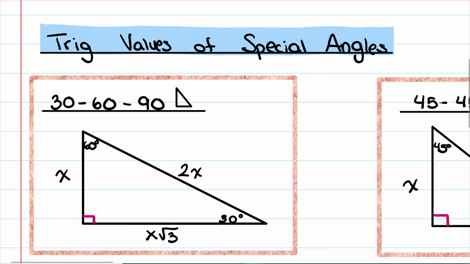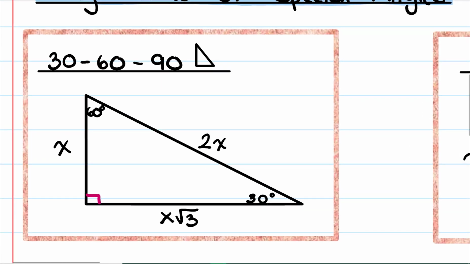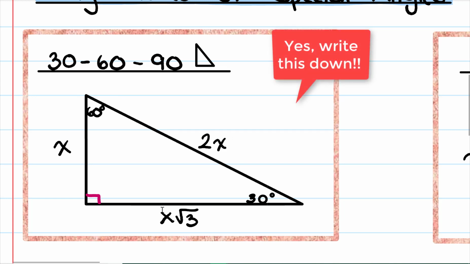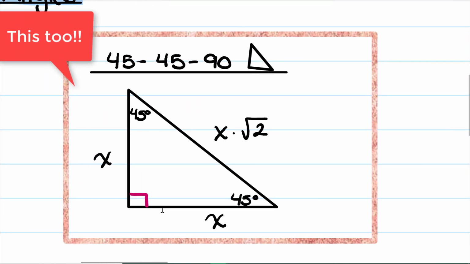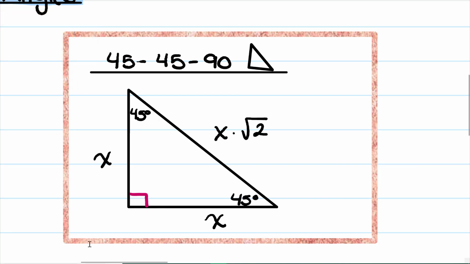The next thing I want to do is go over the trig values of some very special right triangles. So we all remember back from geometry the 30, 60, 90 triangle, and that if you have the short leg, x or 1 or whatever it is, and you want to find the hypotenuse, you double it. And if you want to find the long leg, you multiply by radical 3. And for a 45, 45, 90, remember that the two legs are the same and that the hypotenuse is radical 2 times the short leg.